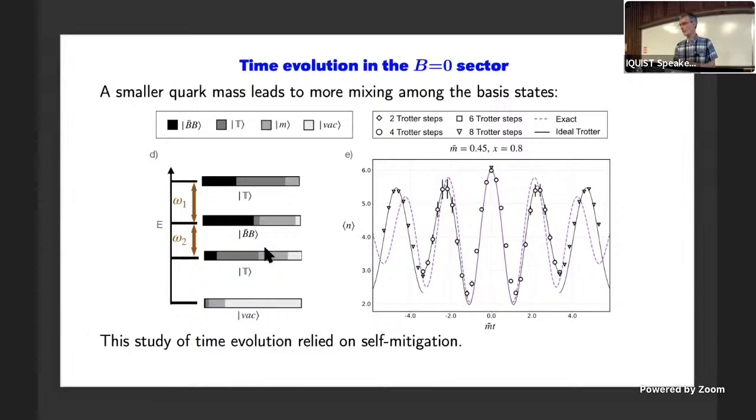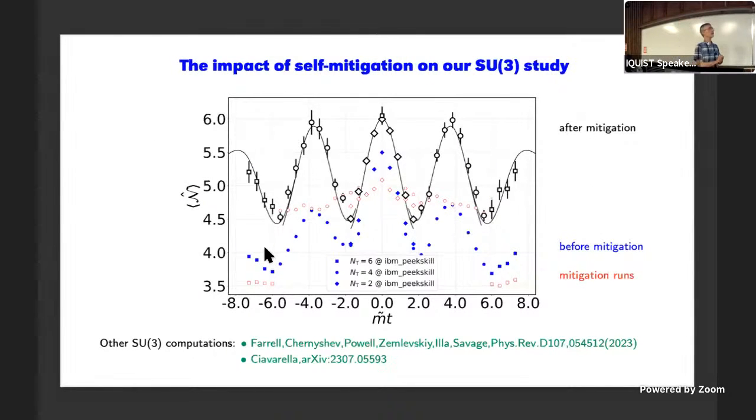So I'll just wrap up by saying, hiding inside those results I showed you was mitigation of errors because the hardware is noisy. If I had not mitigated the errors, you would have been looking at the blue data points. So you see there's quite a dramatic change by applying self-mitigation. It's the same mitigation method we had used before.